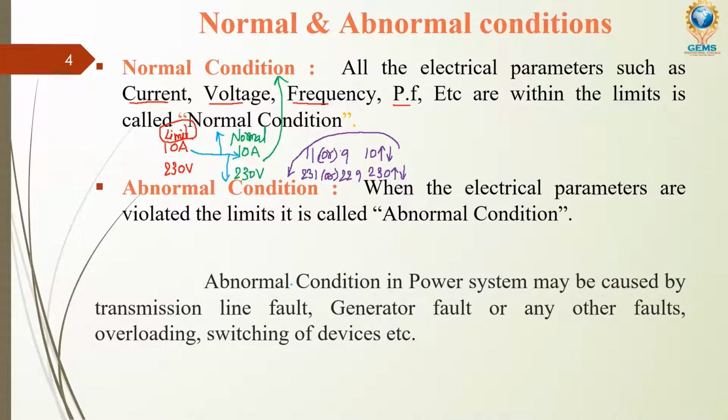Abnormal conditions in a power system may be caused by transmission line faults, generator faults, or any other faults, overloading, switching of devices, etc. If you overload the system, it will also happen, and due to some switching of a device. If suppose a 100 ampere load is going on and we switch it off immediately, then an abnormal condition will occur.